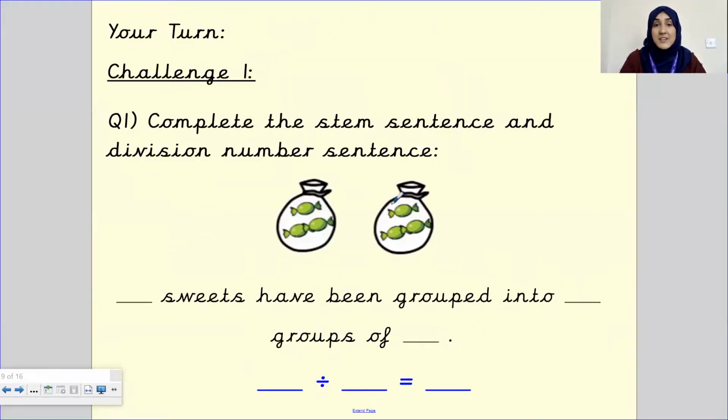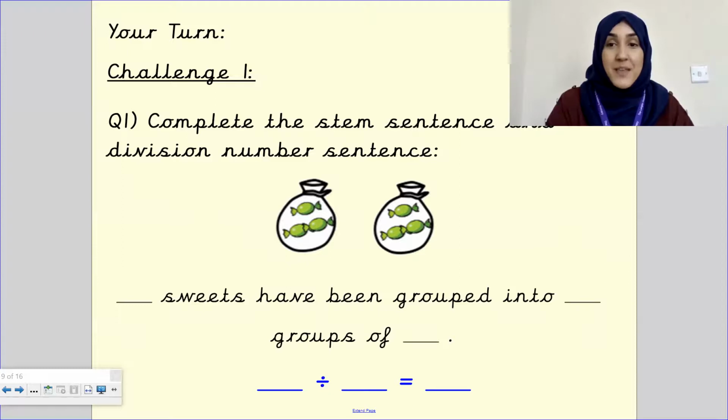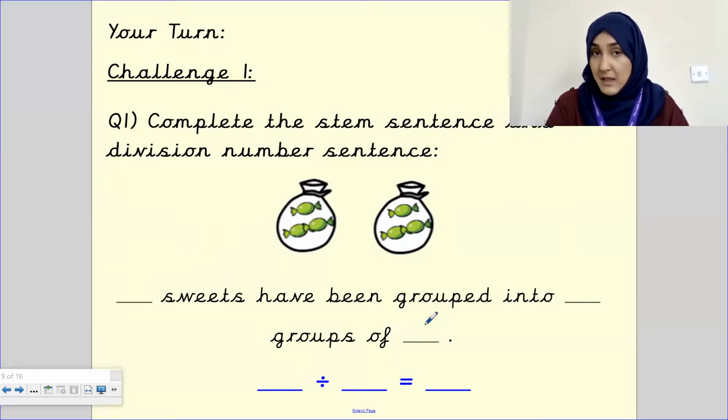Fantastic. Okay, Morris class, we have come to your turn. So your part where you need to complete your challenges. Okay, so question 1 for challenge 1. Complete the stem sentence and division number sentence. So here you have an image of 2 bags, 2 groups. There are 3 sweeties in each group. So it says something sweets have been grouped into something groups of something.